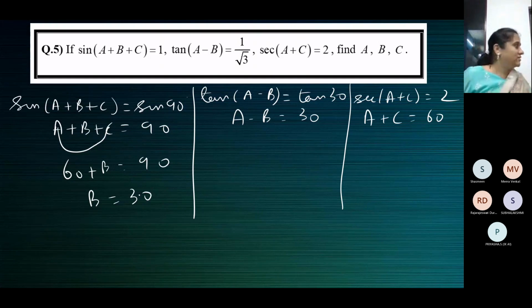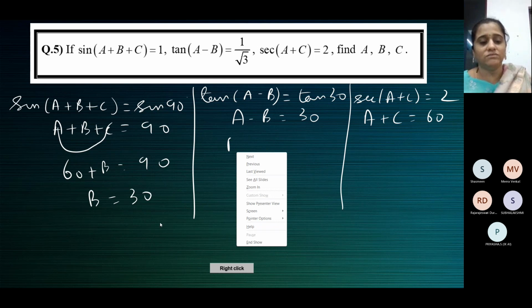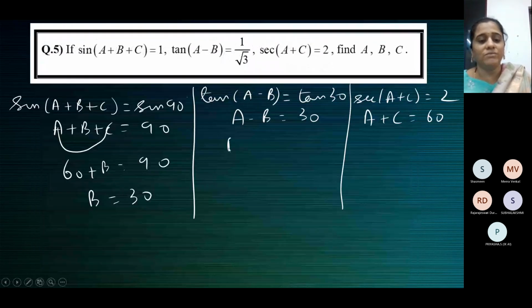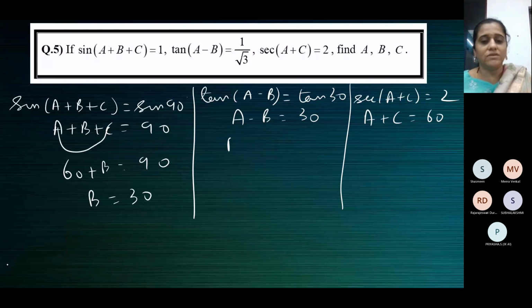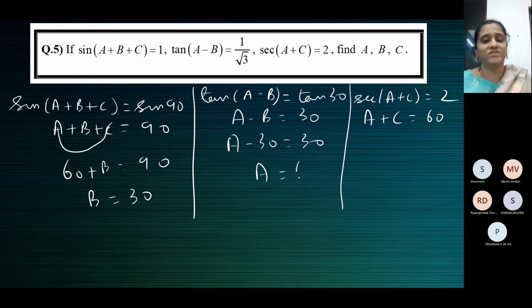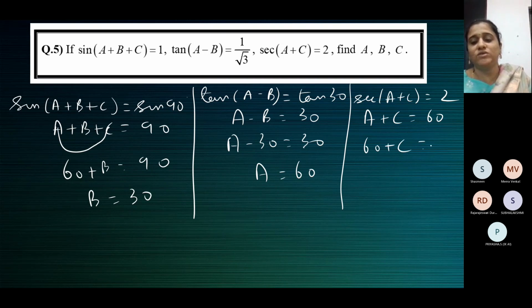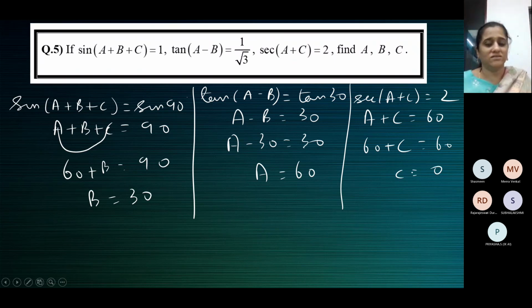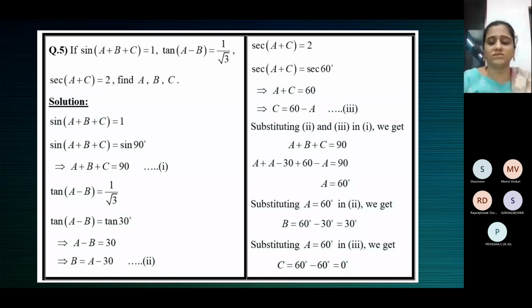Got it? Isn't it easy? If you know that you had to do it like this, isn't it easy? You can do it so fast. It's just 1 minute's work. Now we got B. Now B is 30. Now come here. A minus B is 30, and B is 30, so A is 60. So here, A is 60, so 60 plus C is equal to 60. So C is equal to 0. Now it's only substitution. So you can see the answer here.